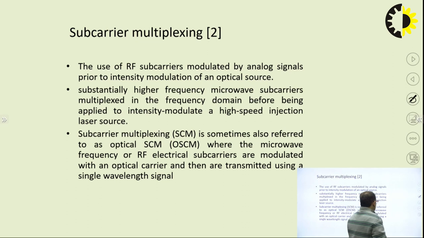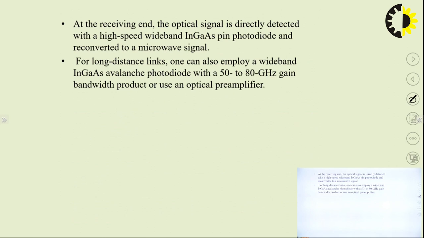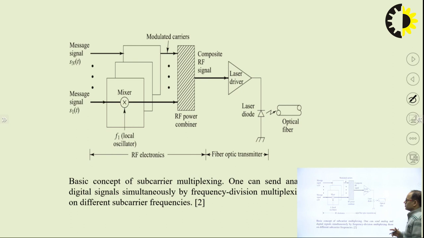Now the next one is the subcarrier multiplexing technique. In this technique, subcarriers are used, which are modulated by the analog signal, as compared to intensity modulation. You will see that higher frequency microwave subcarriers are used and are multiplexed in the frequency domain before providing intensity modulation. Clear? This is sometimes also referred to as optical subcarrier multiplexing. From this figure, first we will see the figure, then we will read the content.